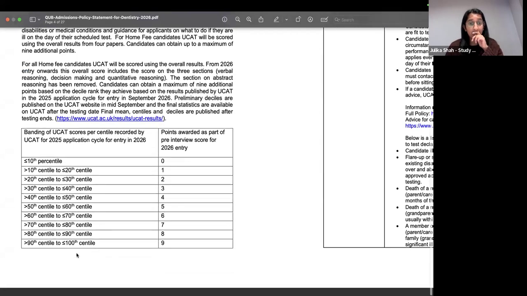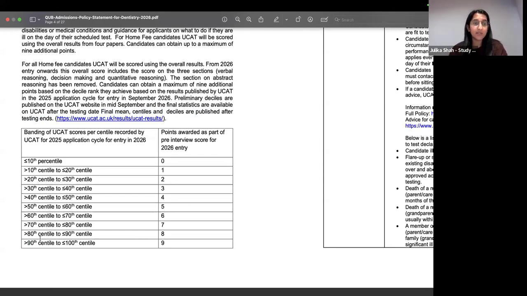As you can see on this table, if you're in the top 10%, you'll be scored the highest. So that'll be 9. When the UCAT comes out, it also releases the centiles a bit later. It says here, the centiles and deciles are published after testing ends. So if you sit your exam now, you'll have to wait until all of the tests are done by mid or end of September, and then it will tell you roughly which centile you're in.